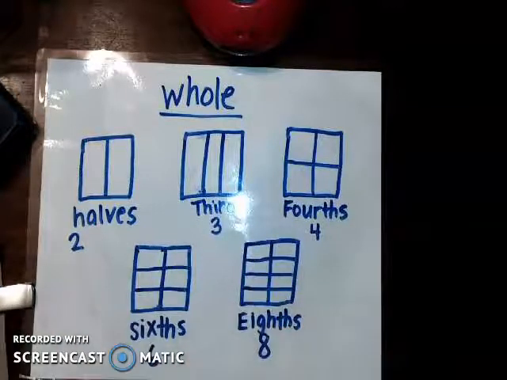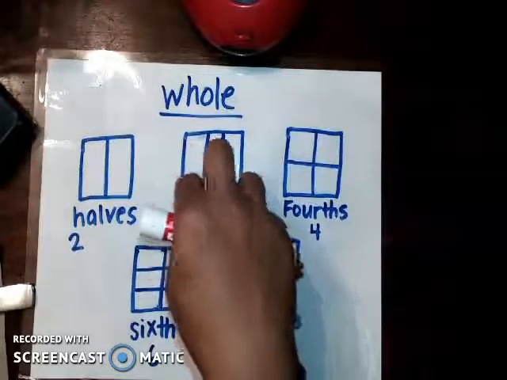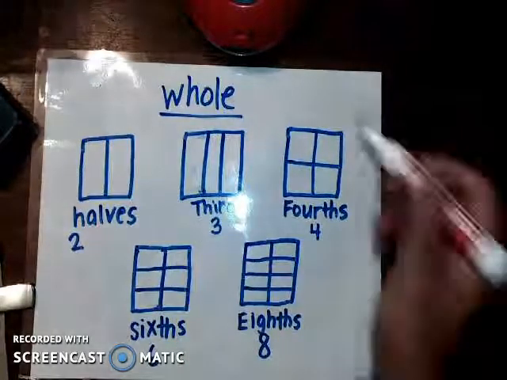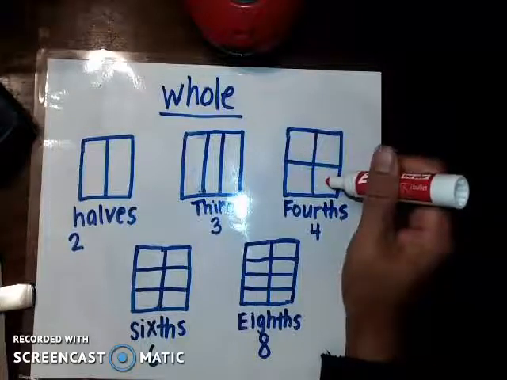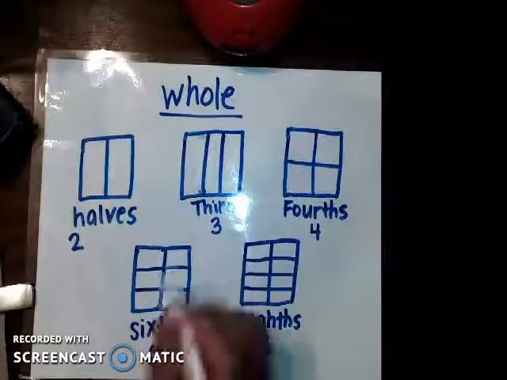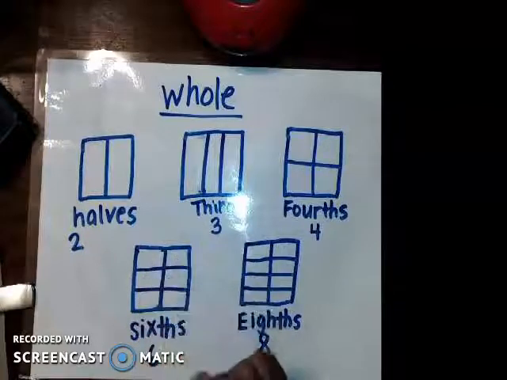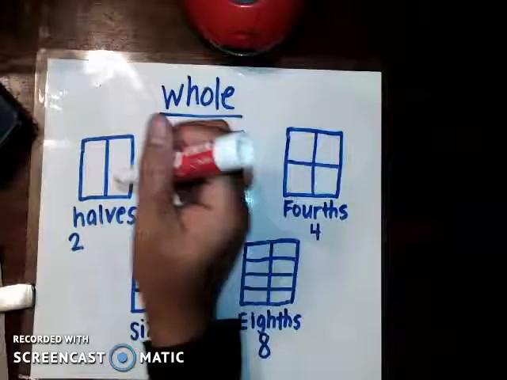Now, when we talk about a part of the whole, we are only talking about just one part. If I talk about 2 parts, then I'm talking about 2 of the parts. If I talk about 3 parts, I'm talking about 3 parts of the whole. If I talk about 4 parts, I'm going to talk about 4 parts of the whole. But we're only talking about just one.